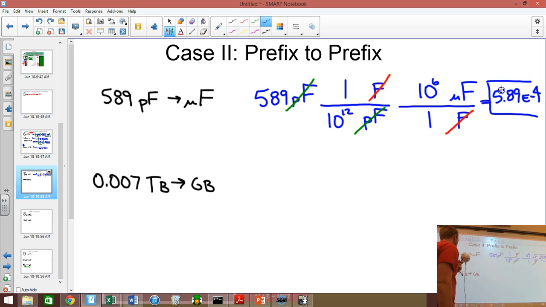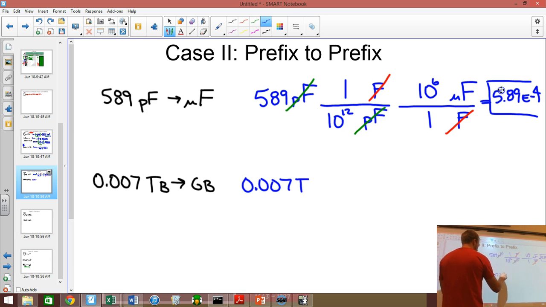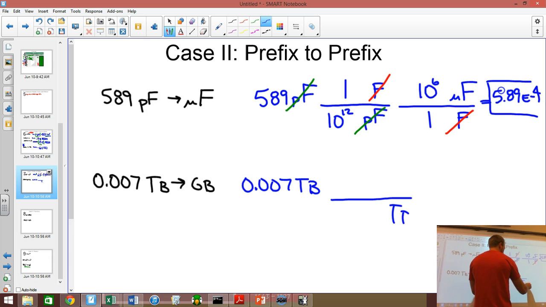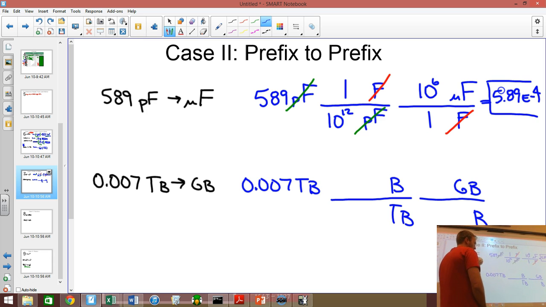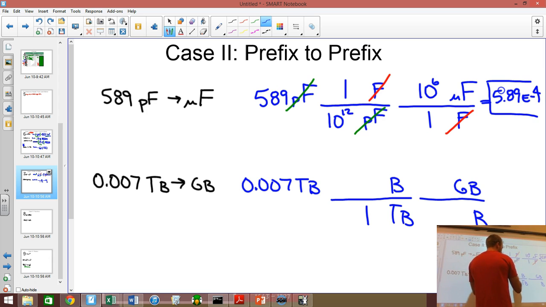to the negative 4th. My next one, a computer one, 0.007 terabytes to gigabytes. I'm going to take terabytes and change it first into bytes, and then I'll change bytes into gigabytes. So I put a 1 over what's larger. Now notice the 1 is not always on the top. In this case, terabytes is bigger because that's on the bottom. Tera means to the 12th, I think.